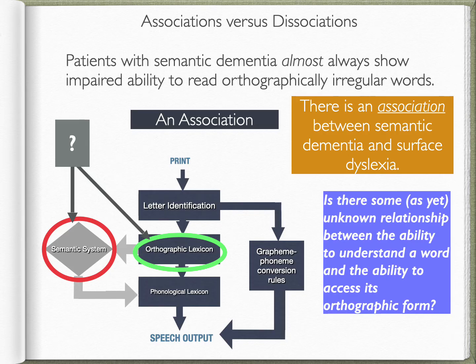Now notice, this diagram indicates there's no relationship here, right? Look, according to this diagram, I can completely remove the semantic system, and this route will go just fine. These other two routes will work just fine. So what do you make of the fact that a large number of patients with semantic dementia have surface dyslexia? And here's the rub. A small subset don't. You were anticipating that, right?